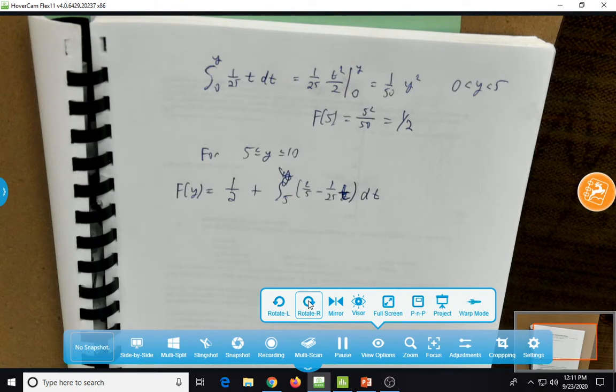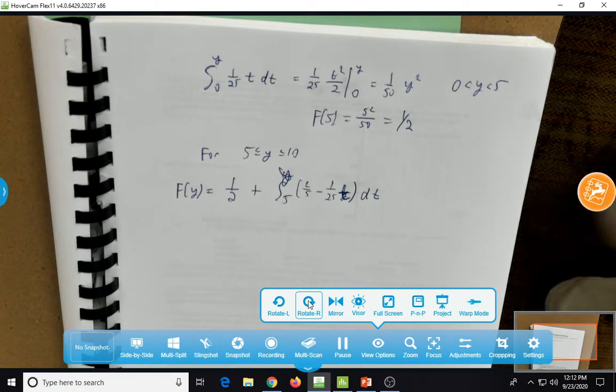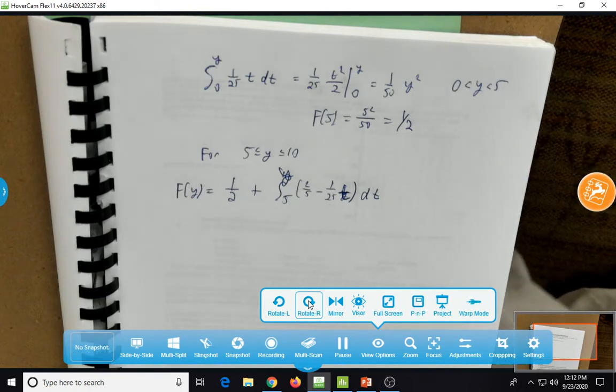And so notice if you plug in 5, you get 0, and so these two things will match up, right? So you have to have it up, because if I put in 5 in for y here, this integral is 0 because it's vacuous. And so I do need my cumulative probability to 1/2. So then you could integrate this and then find the distribution.